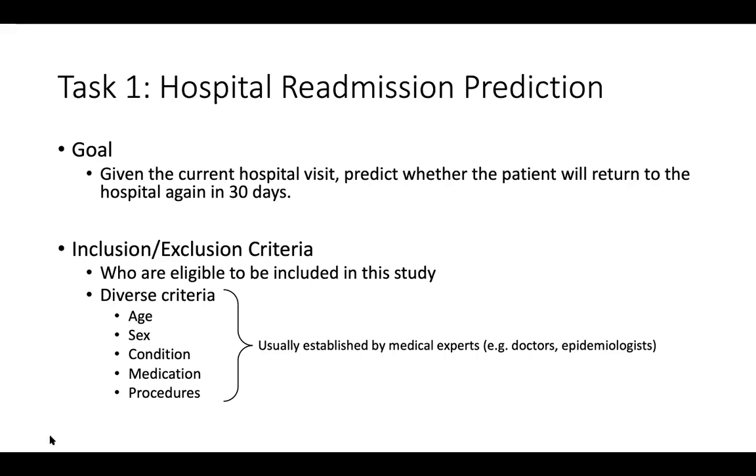So again, there could be a lot of criteria. So age, sex, condition, medication, procedures. Like I'm gonna choose patients between age of 18 to 65, and I'm gonna choose both male and female, but I'm gonna keep the balance to 50-50, something like that. And I'm gonna choose patients who have gone through certain conditions like myocardial infarction or heart failure or hypertension or whatever. Like you are interested in some group of patients.